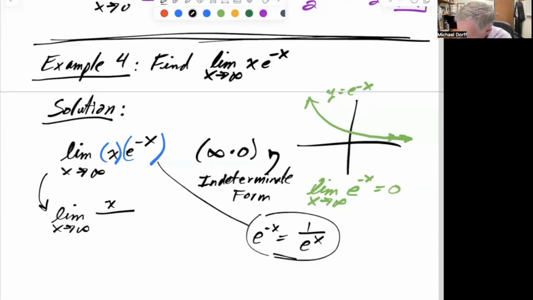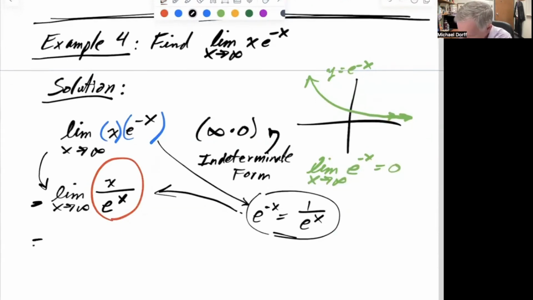So we're going to take this idea and plug it in here to get x over e to the x, like that. All right. So we're taking e to the negative x that's in the numerator and rewriting that as 1 over e to the x. And so we still have the x in the numerator. So then I'm going to get what I have here, x over e to the x. So that's equivalent to what we started with.